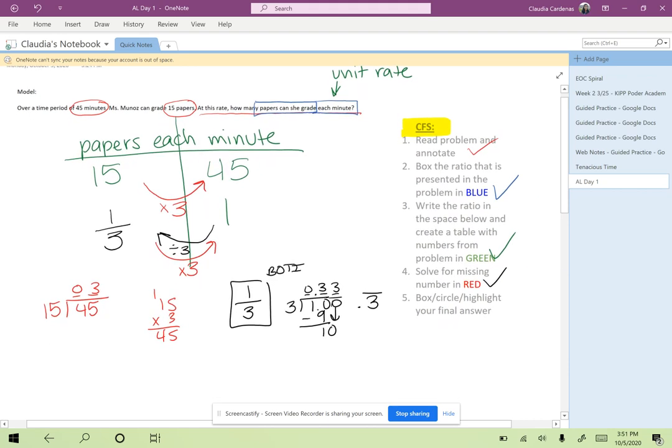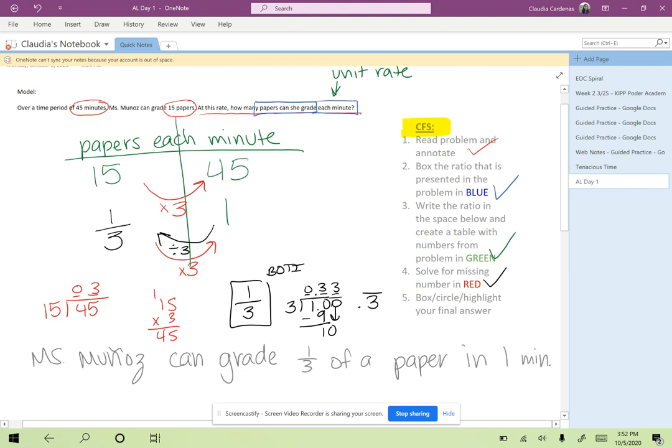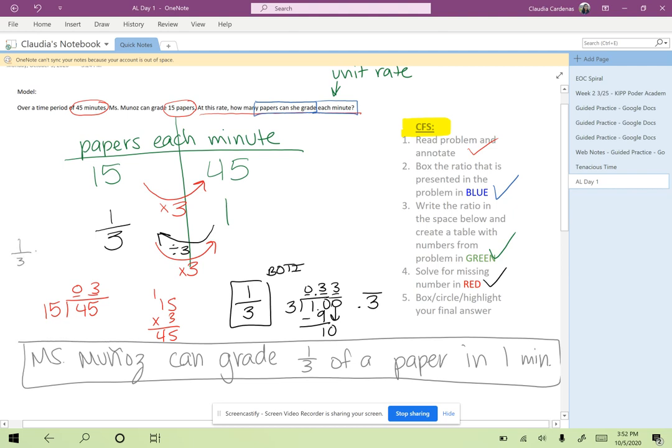And now we're going to box or circle our final answer after we're done writing it in a complete sentence. So Ms. Munoz can grade 1/3 of a paper, so not a whole paper, but a third of it in 1 minute. We can also double check our work by doing 1/3 times 3. 1/3 times 3 over 1, we get 3 over 3. And if we simplify that, we got 1. So sure enough, our answer of 1/3 is correct. So I boxed my final answer.